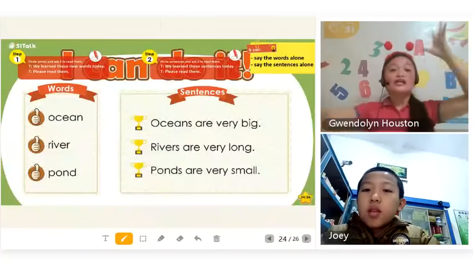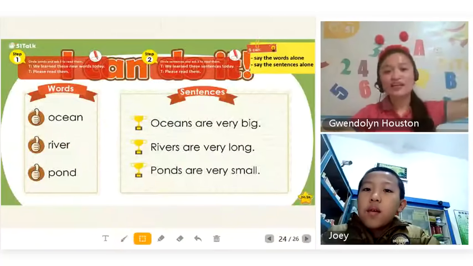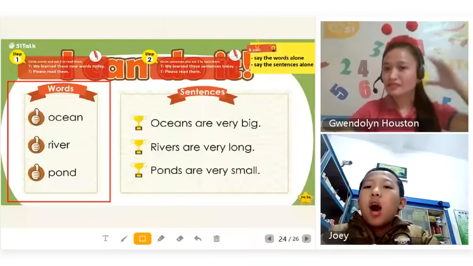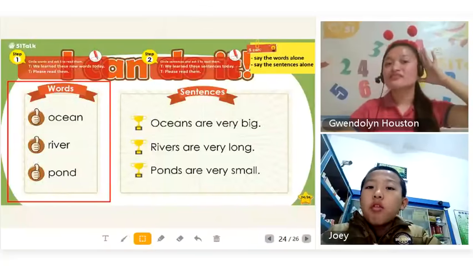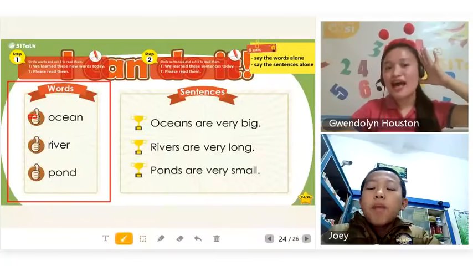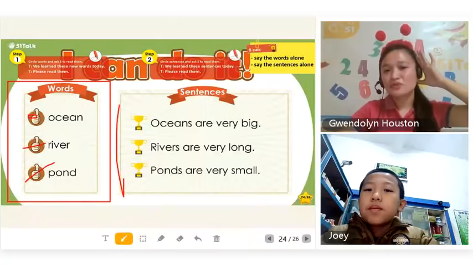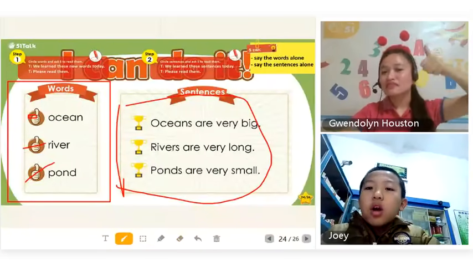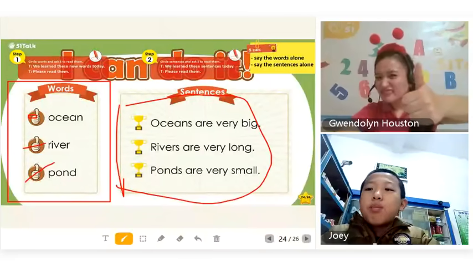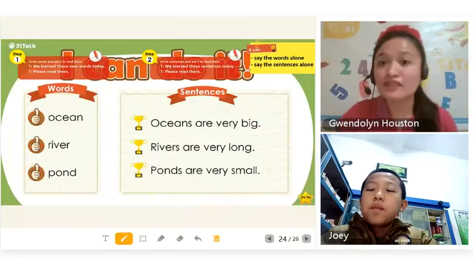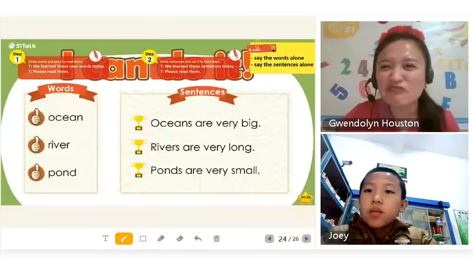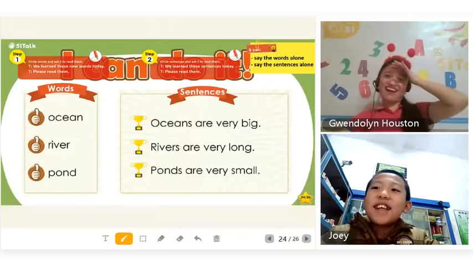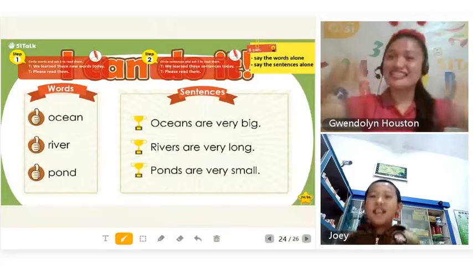Now in here, can you read everything here? Ocean, ocean, ocean. River, river, river. Pond, pond. Okay, and this one. Oceans are very big. Rivers are very long. Ponds are very small. And because of that, Joey, teacher will give you a star. Yes, it's a star, Joey.